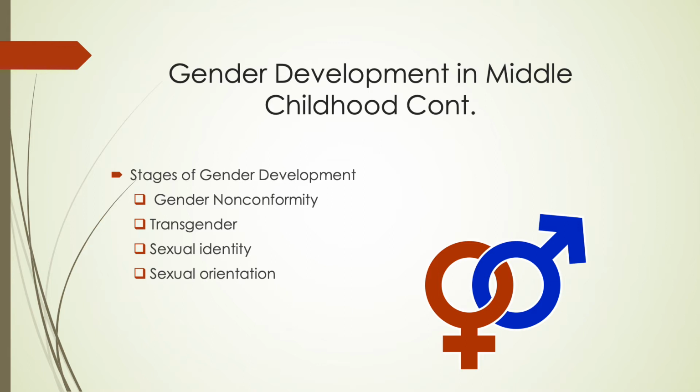For example, 7th grade boys are more physically mature and spend more time on sports, while girls spend less time on sports. Individuals who transgress gender categories are referred to as gender nonconforming.